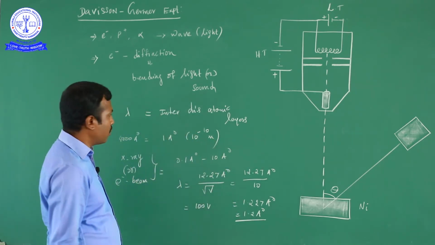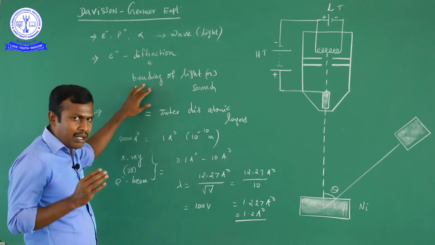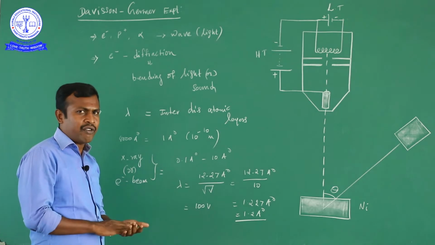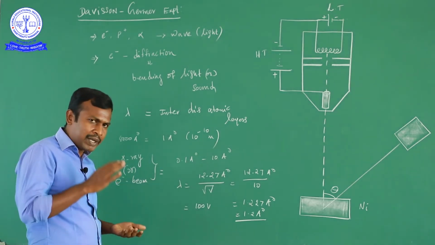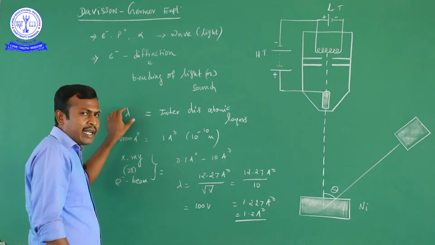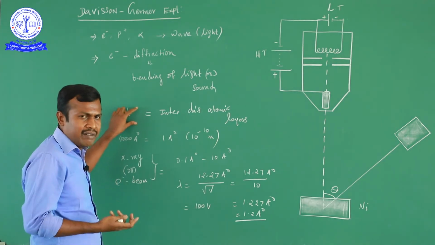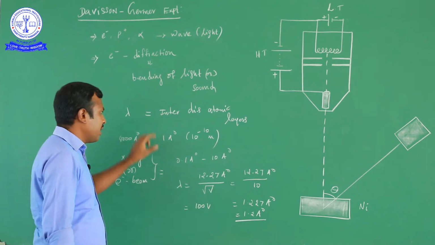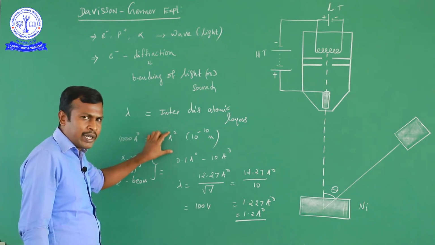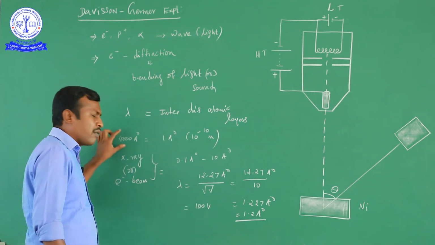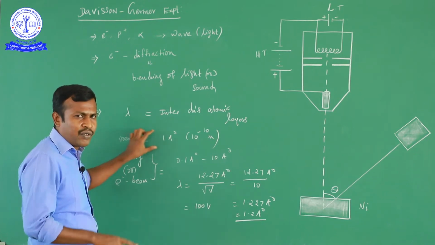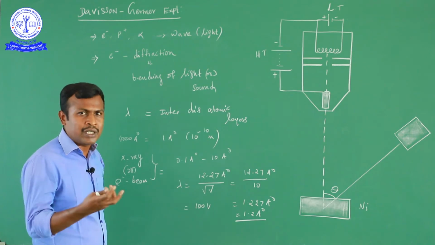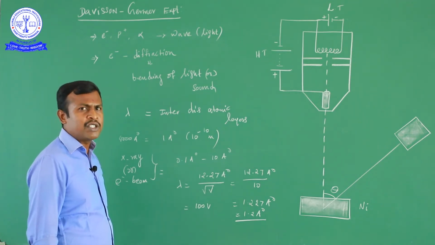This is comparable to the interatomic distance of the crystals. If we want to obtain diffraction, we cannot use visible light, because the condition for diffraction is that the wavelength of light should be equal to the interatomic distance of the crystals. Here the interatomic distance lies around 1 Armstrong, but the wavelength of visible light is 4000 Armstrong. The difference is 4000, so we cannot obtain diffraction using visible light.